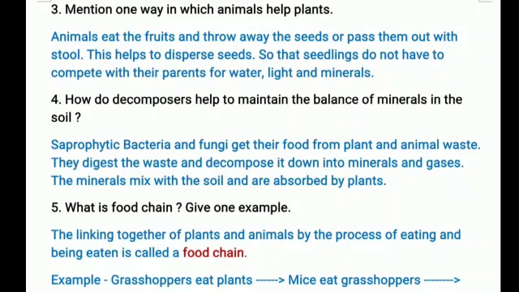Next, fifth one, what is a food chain? Give an example. The linking together of plants and animals by the process of eating and being eaten is called a food chain. So what is the example of a food chain? Grasshoppers eat plants, the mice eat grasshoppers, and the owls eat the mice. So this is the chain through which the plants and animals are linked with each other.